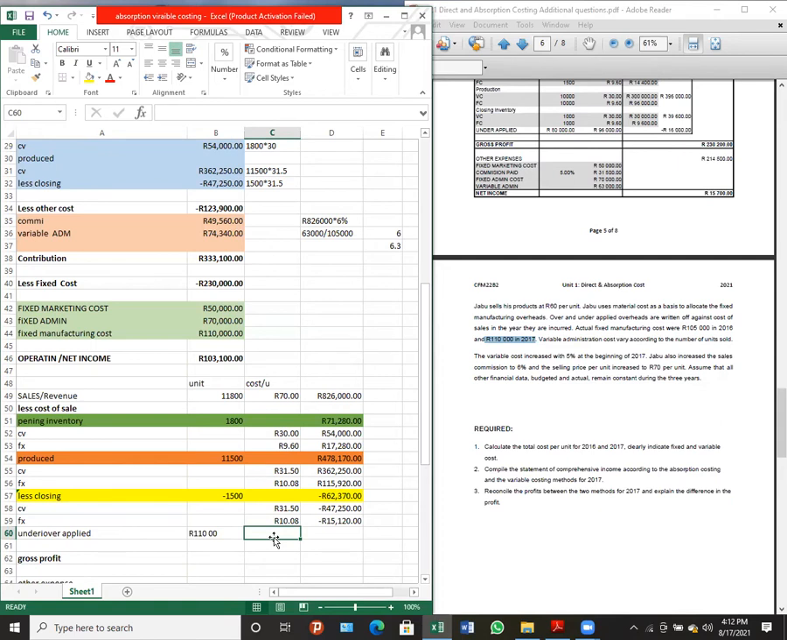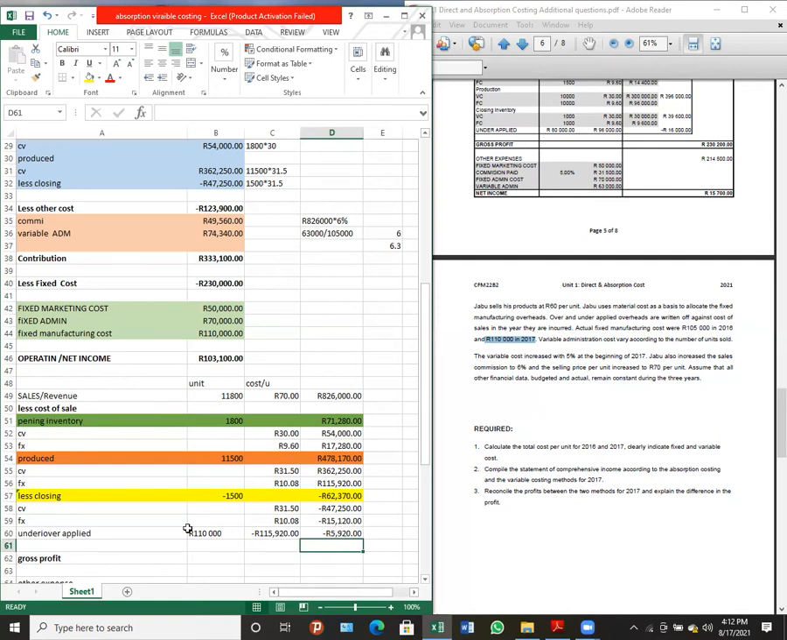Less the actual one. The actual is how much? The applied, less the applied. Actual less the applied. Are we together, guys? Yes. Let me do this.